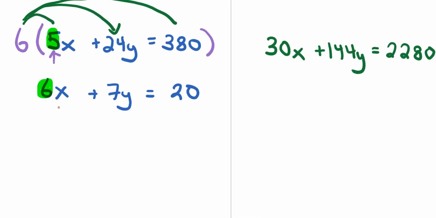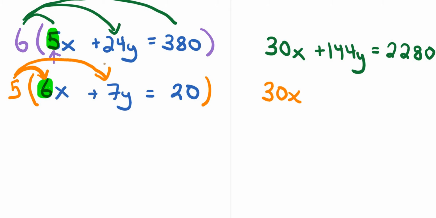Now, on the second equation here, which I'm putting in orange brackets here, you want to multiply this by 5, right? Because if you multiply this by 5, what's 5 times 6? 5 times 6 is the 30, right? So that would be 30x. And then 5 times 7 is going to be 35, so plus 35y. And finally, 5 times 20 is going to be 100.